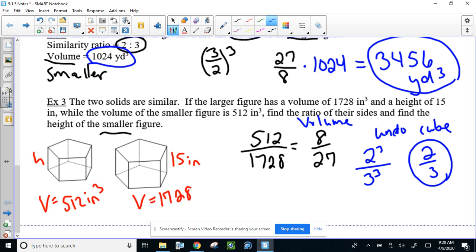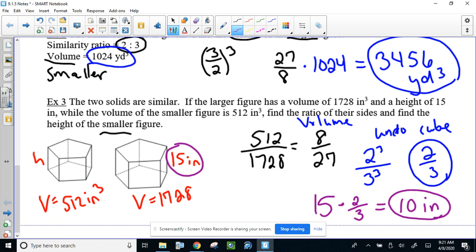And then finally, how would we find the height of the smaller figure? We would take the height that we have, and since we are trying to make it smaller, we can multiply by our fraction that is less than 1. So if the fraction is less than 1, that's how we shrink our values. If the fraction was more than 1, then we would enlarge our values. So it all has to do with oneness.